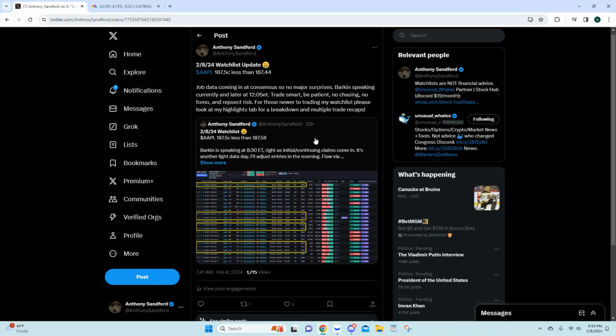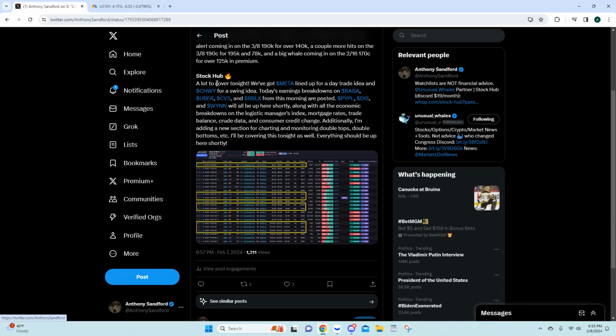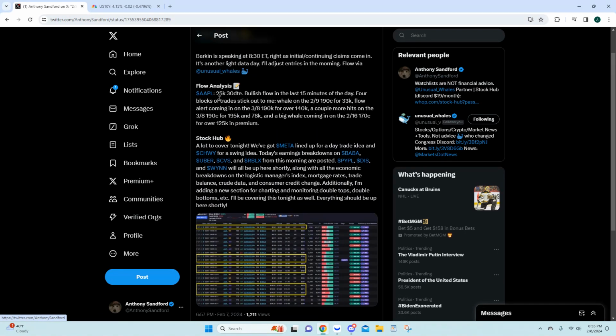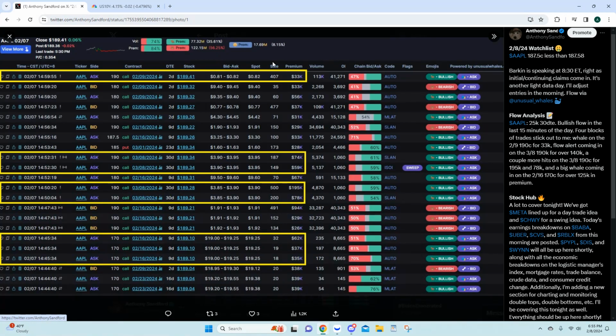So let's start out with the flow. This was yesterday, obviously. You can come back here and see I always do a flow analysis. Flow for Apple, you can see pretty bullish flow here. We had very short 2.9 calls on the 190, a flow alert on the 3.8 190s, some more 190s here for 3.8, and some 170s here for 2.16. So overall the flow was bullish.